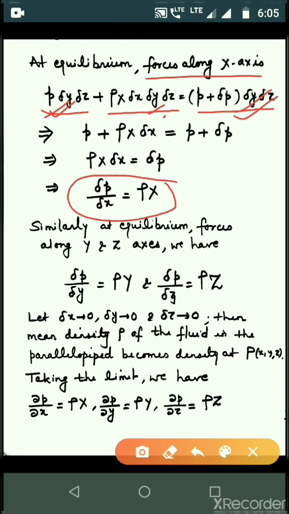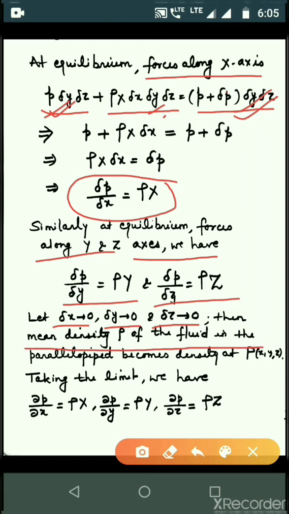After calculation, we have delta p upon delta x equal to rho X. This is along the x-axis. Similarly, at equilibrium, for the forces along the y and z axes, we have delta p by delta y equal to rho Y, and delta p by delta z equal to rho Z. Now consider delta x tends to 0, delta y tends to 0 and delta z tends to 0. Then the mean density becomes the density at P, (x, y, z). So, taking the limit, we have partial p by partial x equal to rho X, partial p by partial y equal to rho Y, and partial p by partial z equal to rho Z.